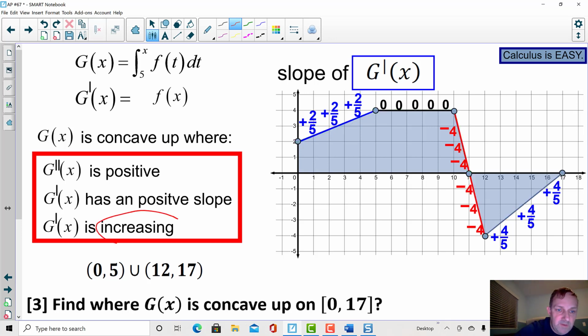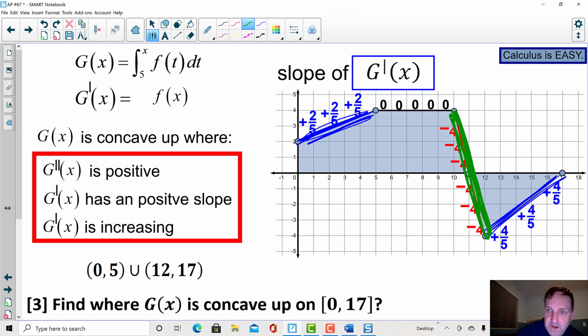That's not the same as increasing. This graph is increasing on this blue part right here and this blue part over here. That's where this graph is increasing. This graph is decreasing in this green area right here. And of course, this graph is constant from x equals 5 to x equals 10. So don't mix those up. Make sure that if you say positive that you mean positive, and when you say increasing, make sure you mean increasing. That's a common mistake on the AP test. Students always get questions wrong because they mix those two things up.